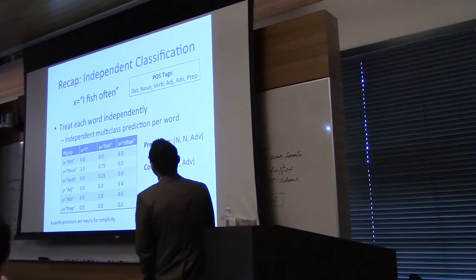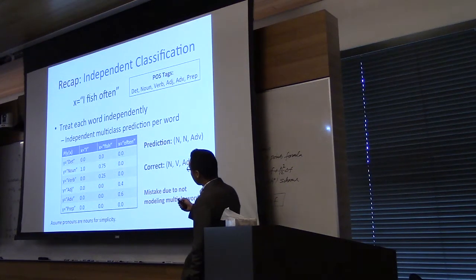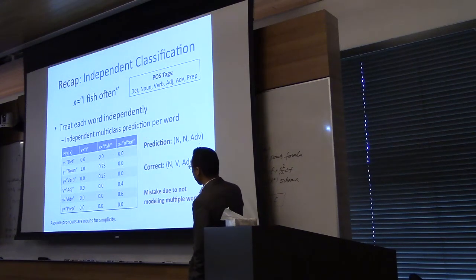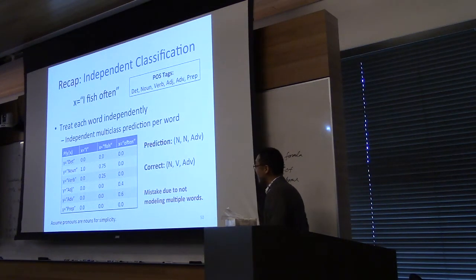Okay, so just to recap, we have independent classification that predicts every token, part of speech for each token, completely independent of the other predictions. You run into this type of error because it doesn't model dependencies between predictions, mistakes due to not modeling multiple words.